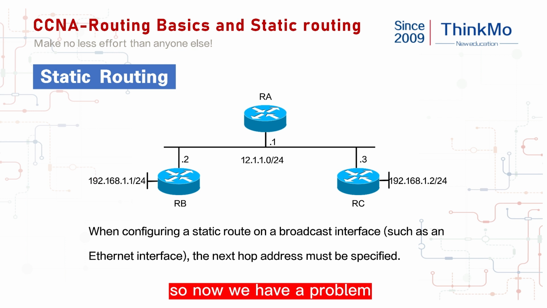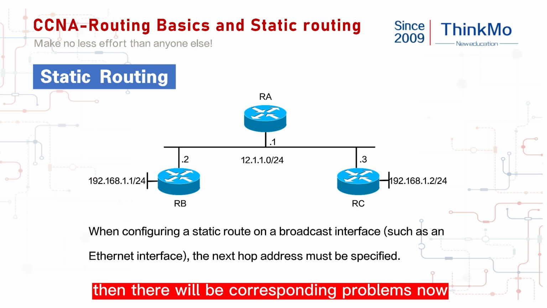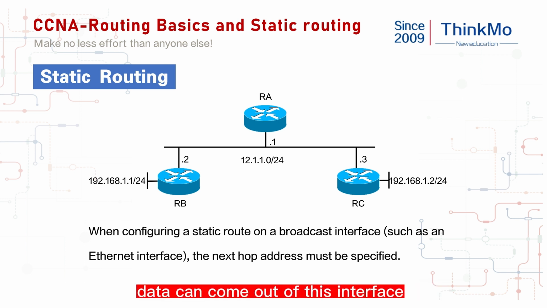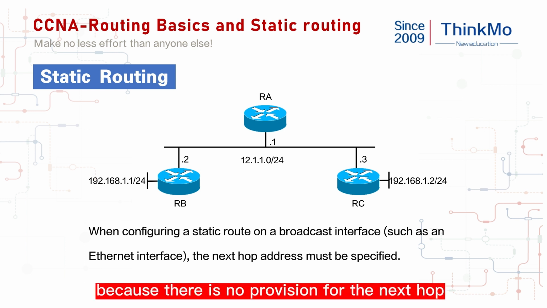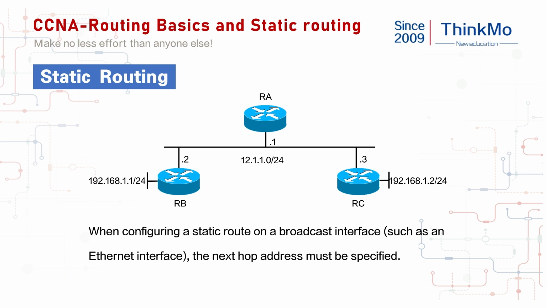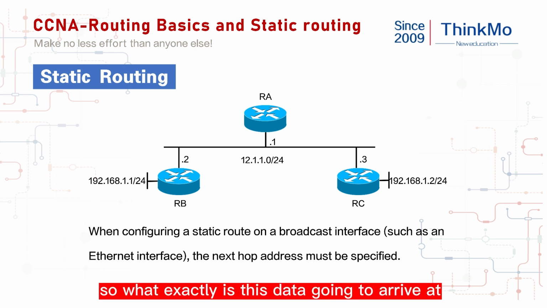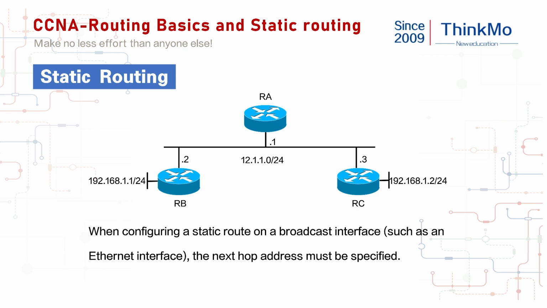So now we have a problem. If now RA wants to go to 192.168.1.1, if it is an outbound interface, then there will be corresponding problems now. Data can come out of this interface. This is no problem. But after the data came out, whether to go left or right, this we have to consider. Because there is no provision for the next hop. So what exactly is this data going to arrive at? Our RB interface, or our RC interface? Don't know. So it creates problems.